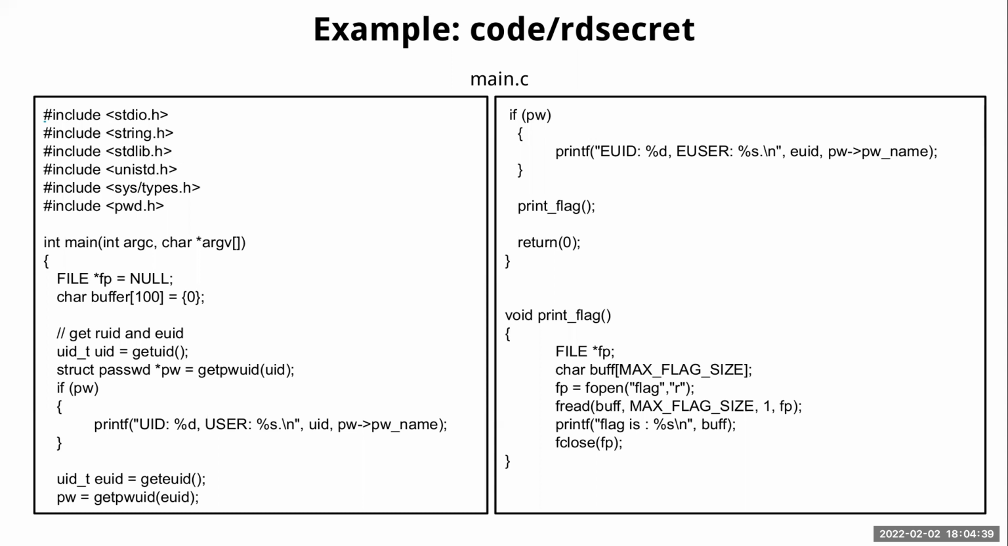Then we just print out that. And that's it. The print flag function is very simple. Just open the flag file, read the content, and print it out. That's it.